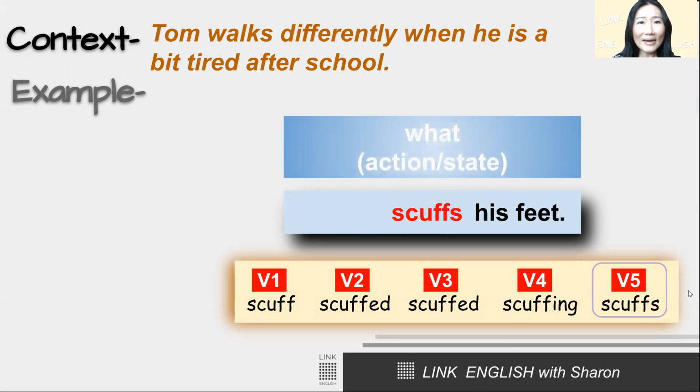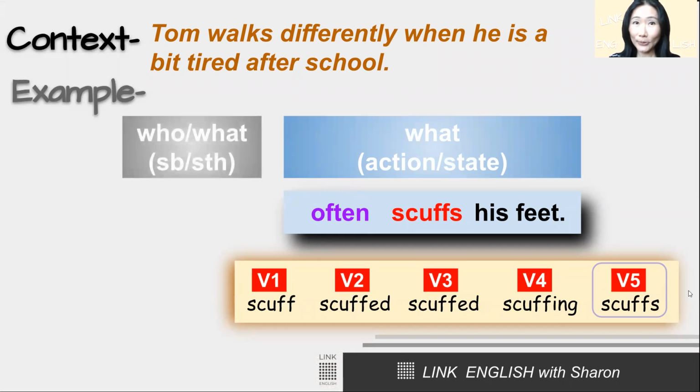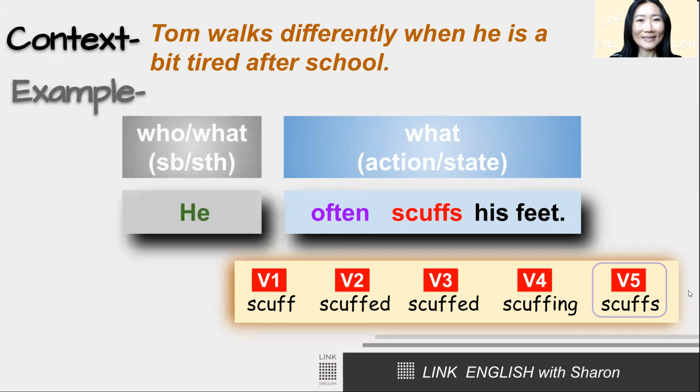And now I'm adding something to the action and show it's a repeated action. Adverbs can be used to emphasize actions. So I'm adding this adverb often to express a repeated action. Who? He. From the context, you know he is Tom. So we have a complete sentence. He often scuffs his feet. Again, when do we use V5 verb? With he in a repeated action.